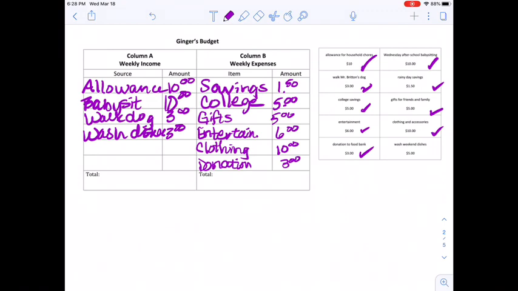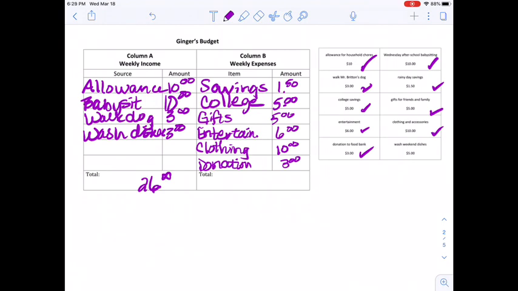So we would add up each column. If I look at her income column, 10 plus 10 is 20. 20 plus $3 is $23. Plus $3 more is $26. So her total income is $26. Now let's look at her expenses. Let's add it up on the side over here.